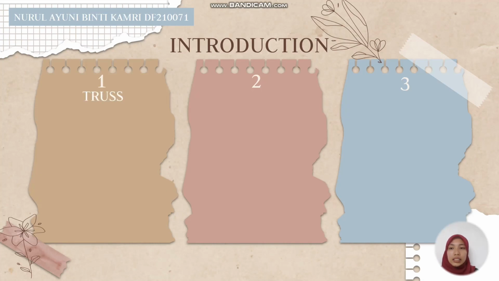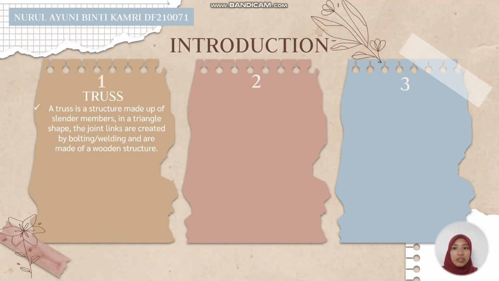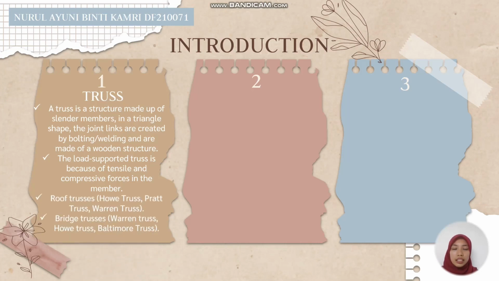Firstly, about truss. A truss is a structure made up of cylindrical members in a triangle shape. The joint links are created by bolting or welding. For a truss, the load is supported by tensile and compressive force in the members. There are two types of truss, roof truss and bridge truss. Roof trusses include the Howe truss, Pratt truss and Warren truss. Bridge trusses include the Warren truss, Howe truss and Baltimore truss.